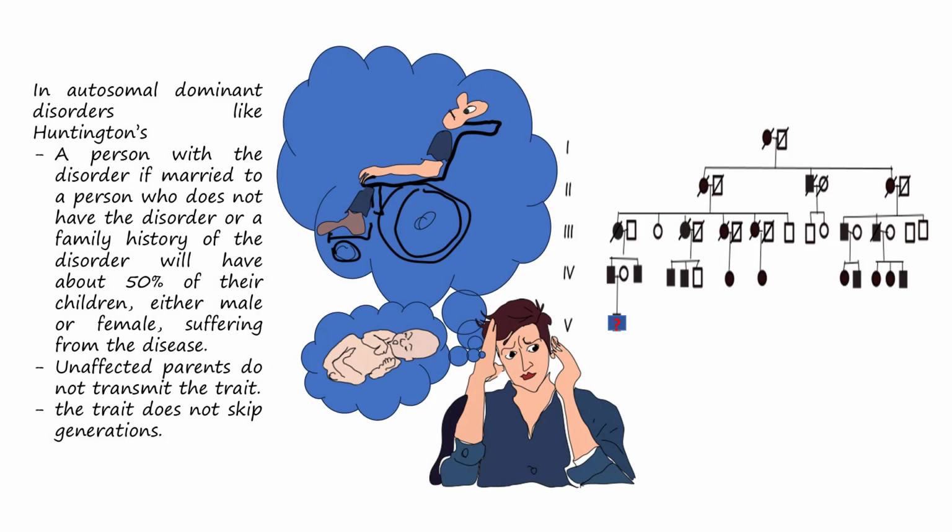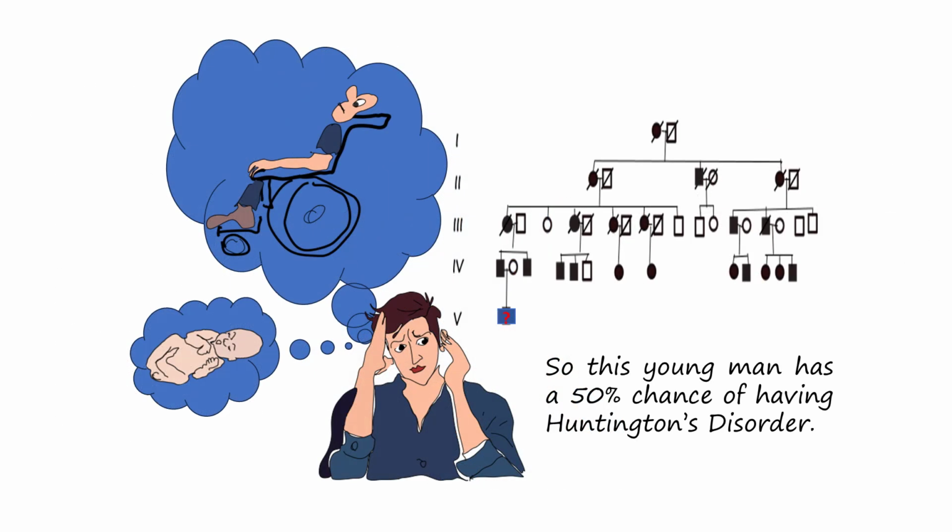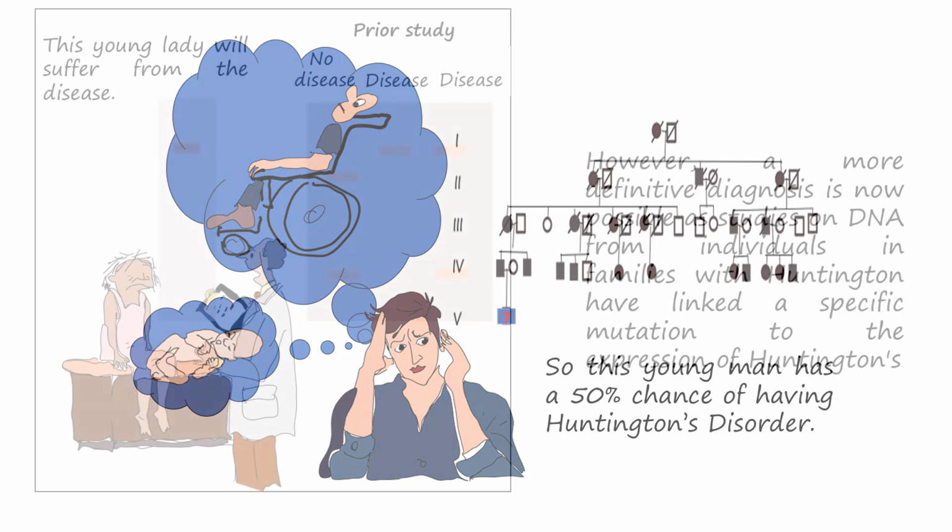In an autosomal dominant disorder like Huntington's, a person with the disorder, if married to a person who does not have the disorder or a family history of the disorder, would have about 50% of their children, either male or female, suffering from the disease. Unaffected parents do not transmit the traits, and the trait does not skip generations. So this young man stands a 50% chance of having Huntington's disorder.